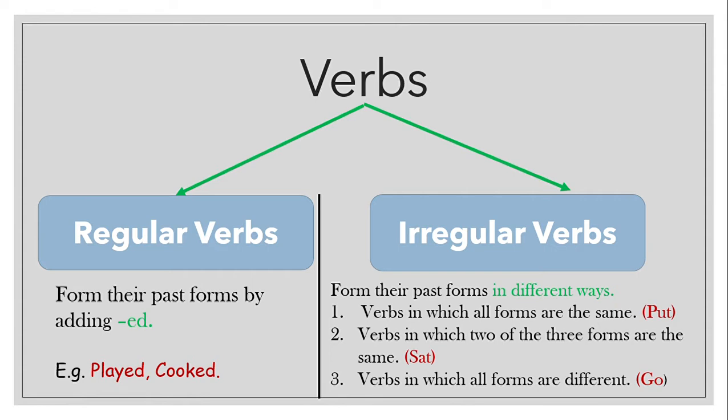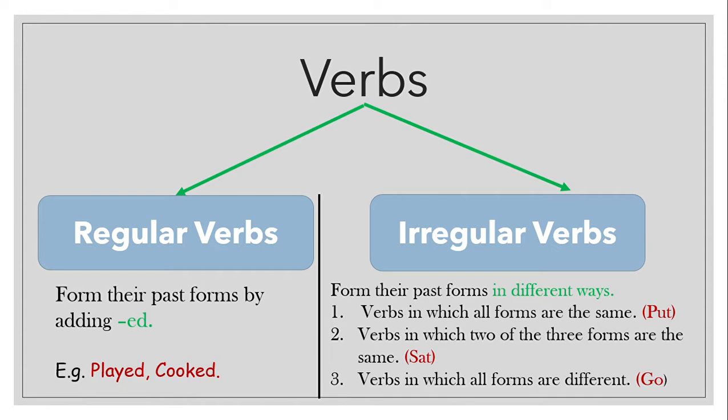Then there are verbs in which all forms are different. Sometimes all the forms are different. How? For example, I have the word go. The past of go is went. If I add the helping verb had, for example, it will be had gone. See the change? First it was go, this is the verb. The past of this verb is went. If I add the helping verb, I will explain this in more depth. I'm just giving you an idea about irregular verbs. If I add the helping verb, it will be gone.